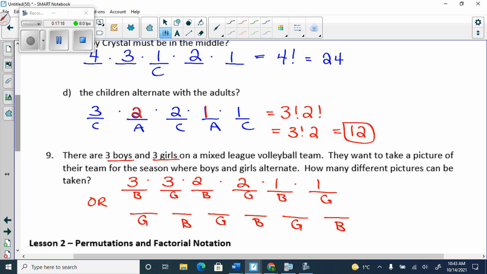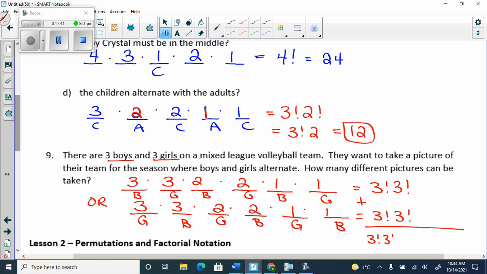Or 3, 2, 1, 3, 2, 1. So it'd be 3 factorial, technically, right? Plus 3 factorial, or like Amelia said, instead of adding them, you could just go 3 factorial times 2, which is 6 times 6, which is 36, times 2, which is 72, I think.